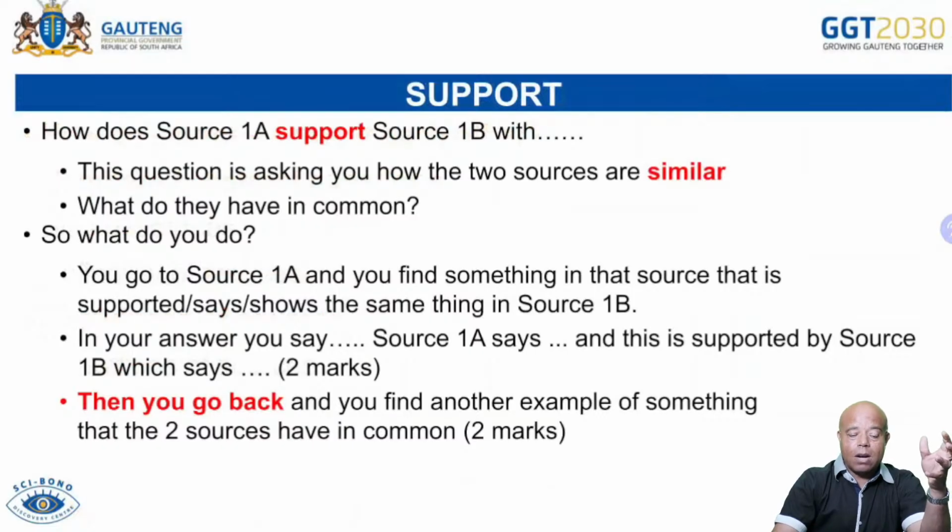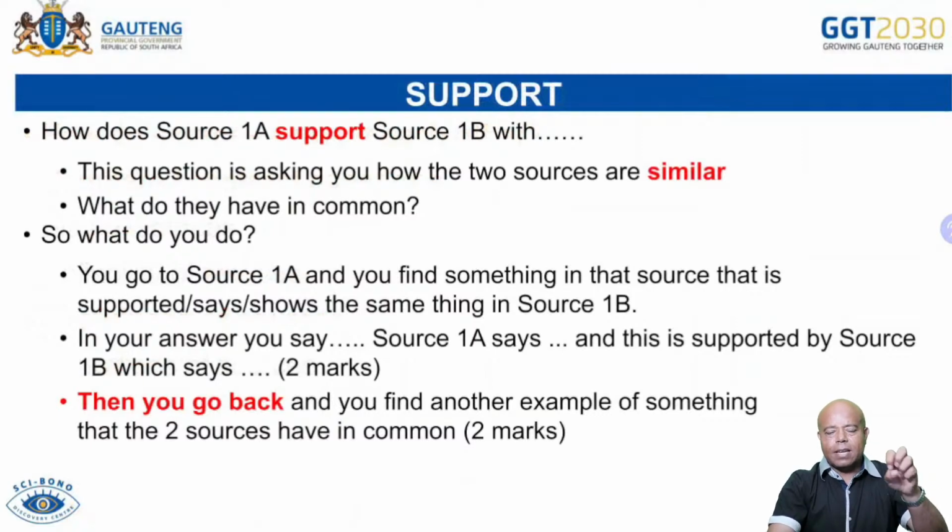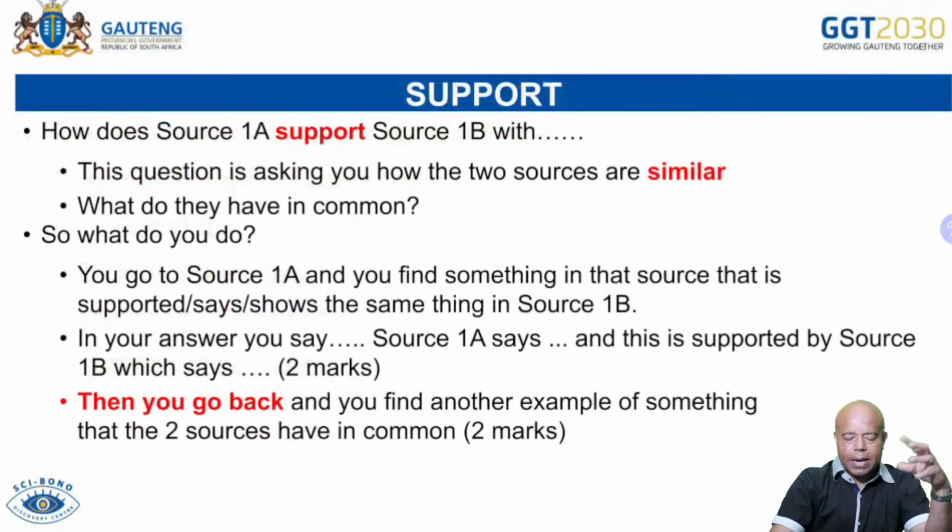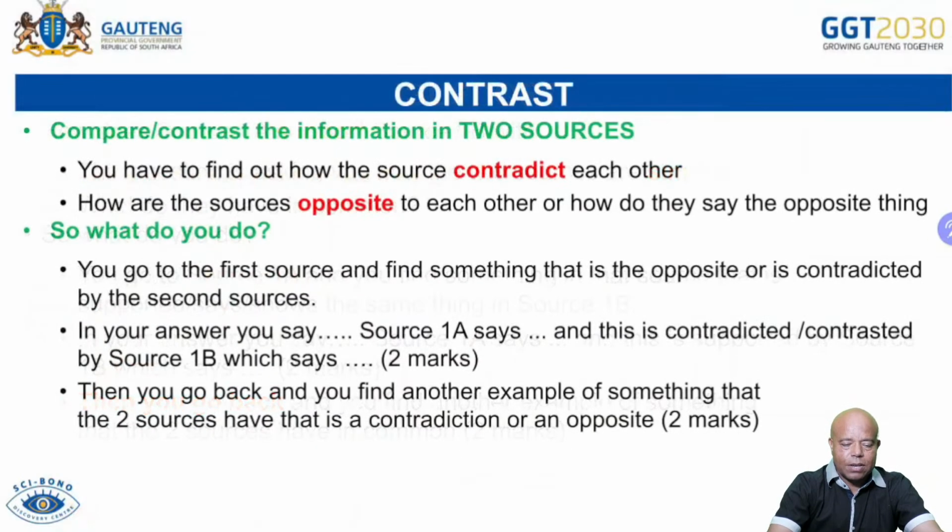So how do you write it down? Your answer will be as follows. Source 1a, so this is what you write down. Source 1a says there are violent people, and this is supported by 1c, which says or shows us, or if it's a visual source, it shows us the violence basically, and that will give you 2 marks. Now you must go back, learners. You must go back and find 2 other examples, one from 1a, one from 1b, and that will give you your 4 marks at the end of the day.